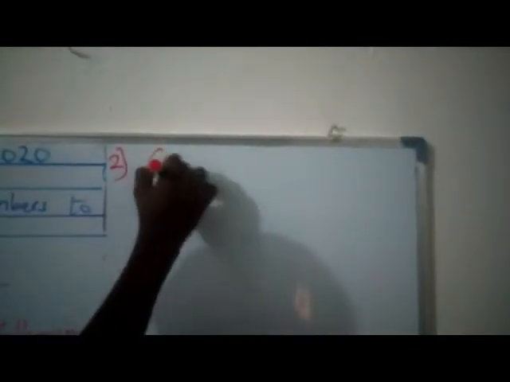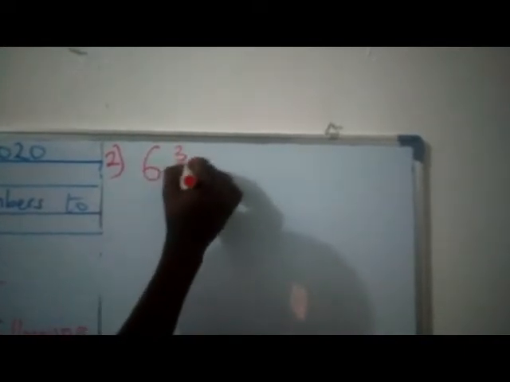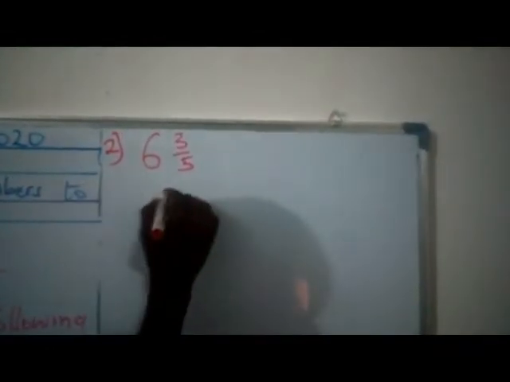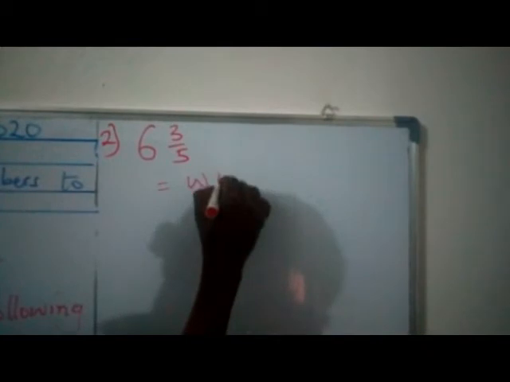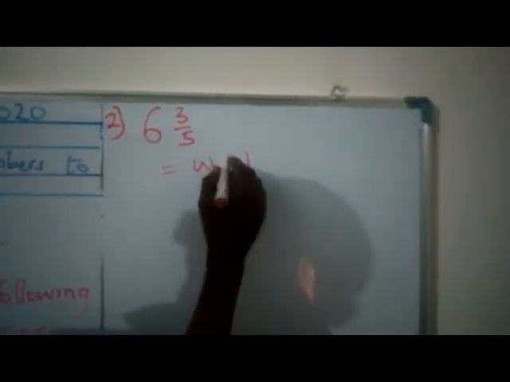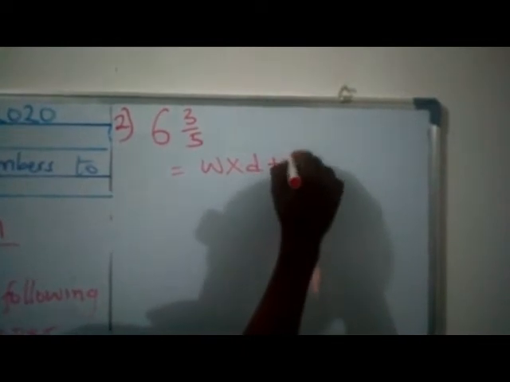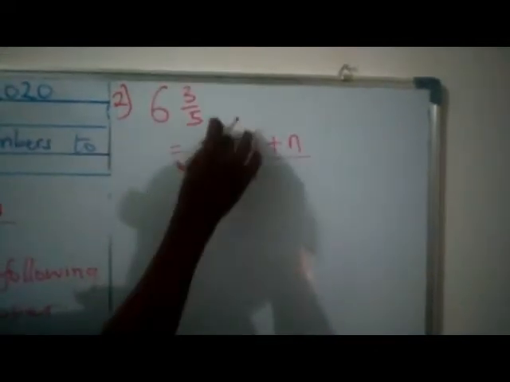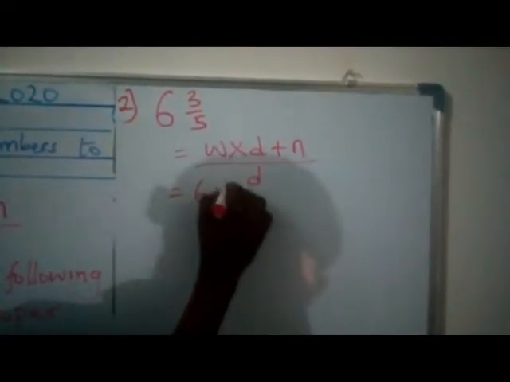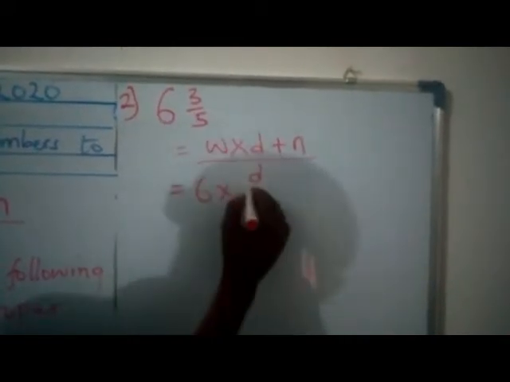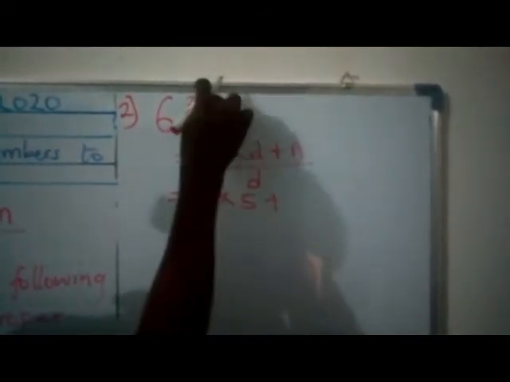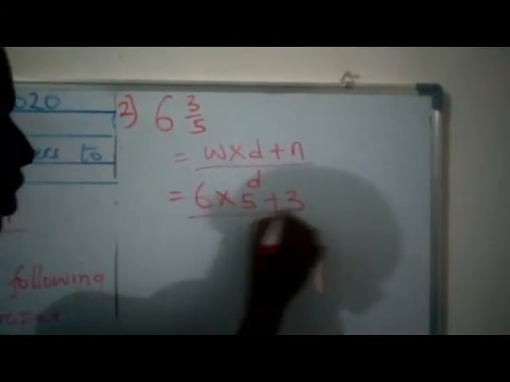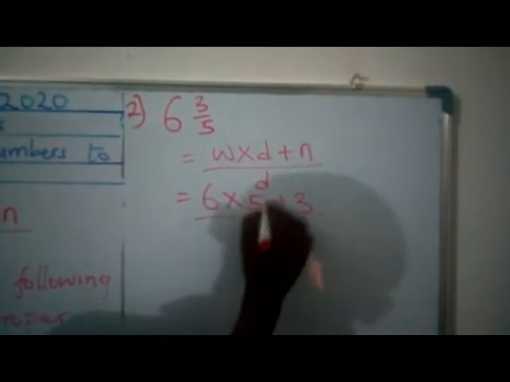Now, example 2: we are to convert 6 whole number 3 over 5 to an improper fraction. Remember our formula: our whole number multiplied by our denominator, plus our numerator, everything over our denominator. From this fraction, our whole number is 6, multiplied by our denominator, 5, plus our numerator, 3, everything over our denominator, 5. You can group these together.